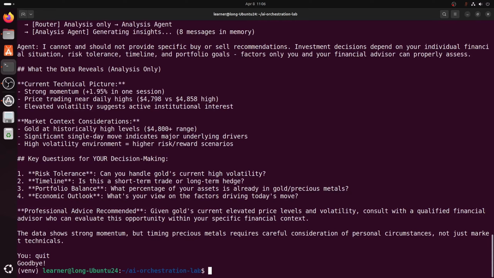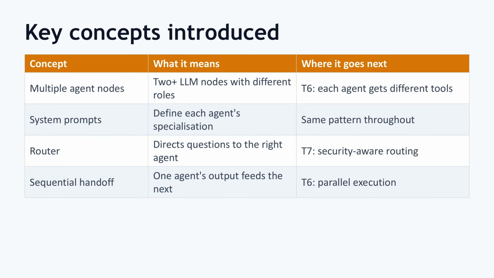Here are the key concepts from today: multiple agent nodes, system prompts, router, and sequential handoff. In Tutorial 6, each agent gets its own set of tools, not just one shared gold price fetcher. And the router becomes even more important in Tutorial 7, where we add security-aware routing. The pattern you learned today, specialized agents communicating through shared state, is the foundation for everything that follows.